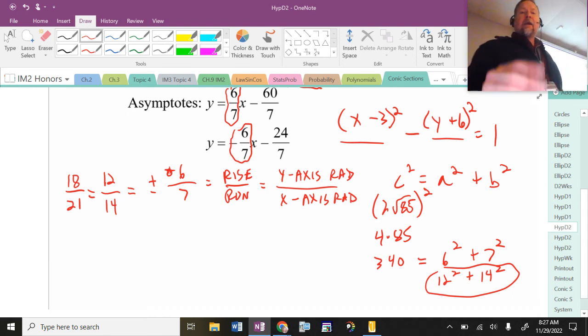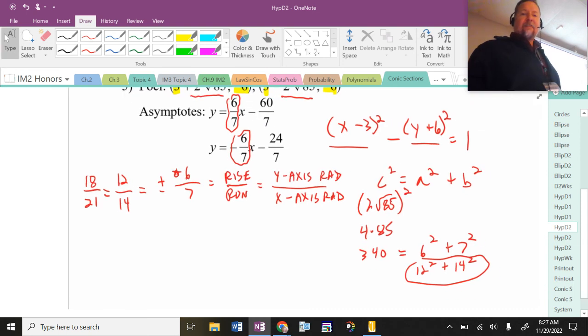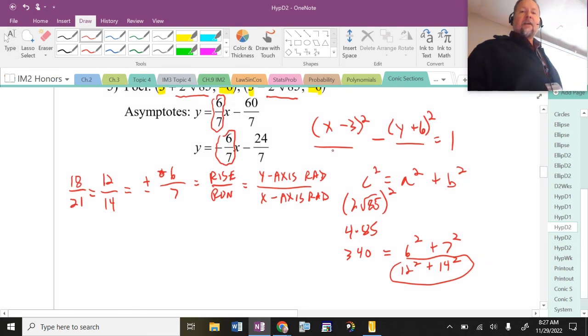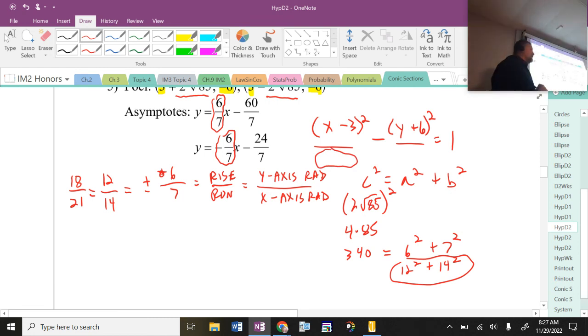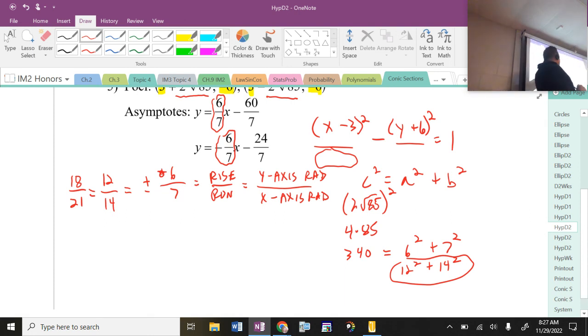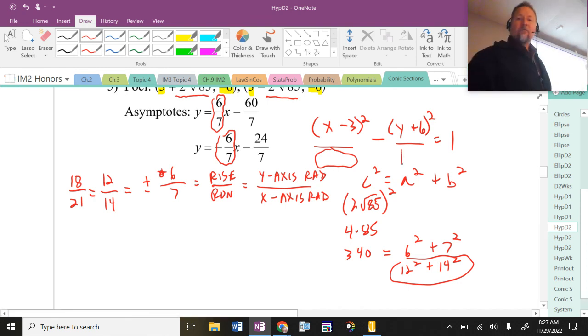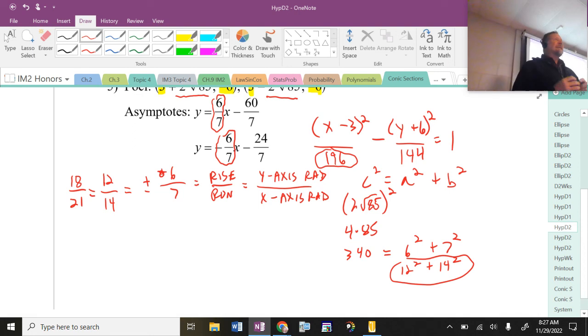All right, here we go. This is where it's tough now. What goes underneath here? Is it 12 squared, which is 144, or 14 squared? It's the 14 squared because this is rise. This is the y-axis radius. So the 12 squared goes underneath the y squared, so this is 144. And then this is 196, I think, since 196 is 14 squared. Really tough. Would this make the test? Probably not, but we do have to go over things like that at times.